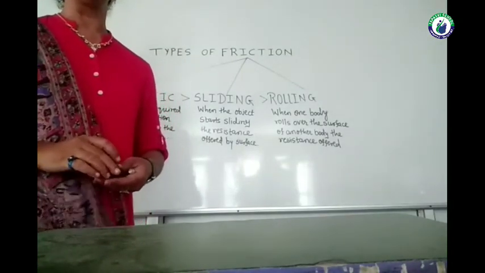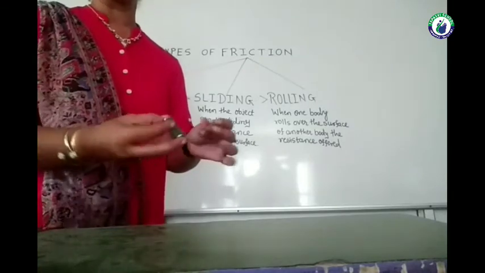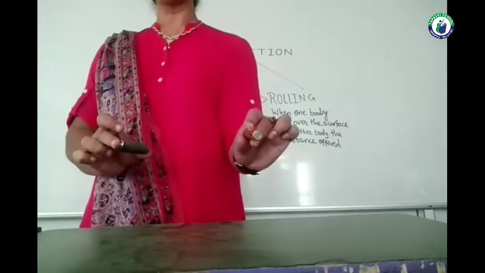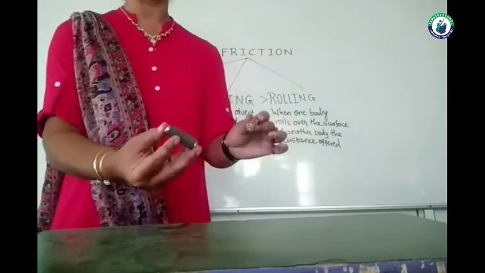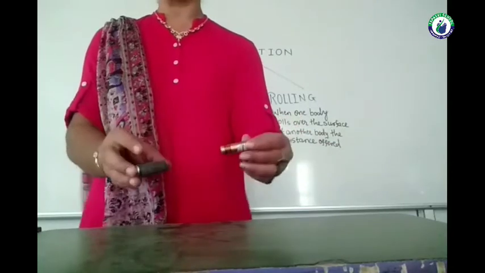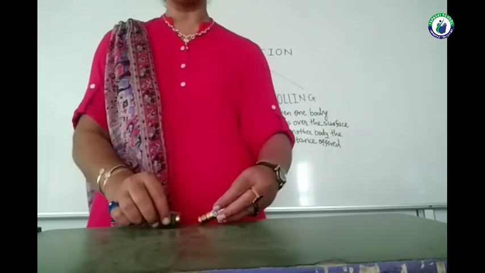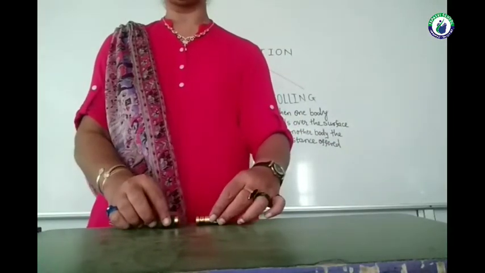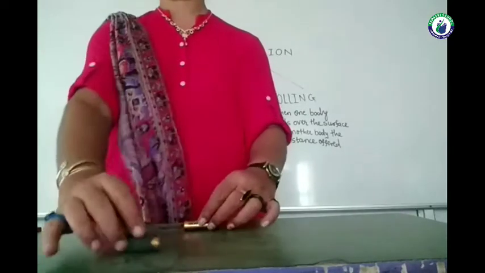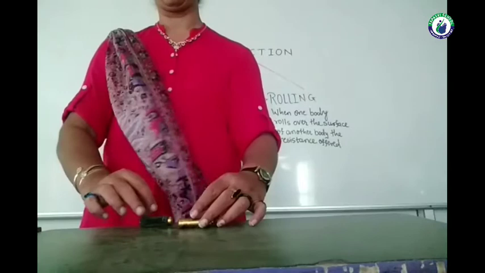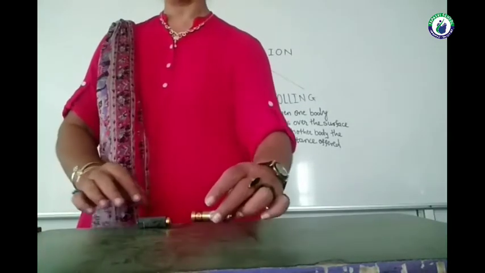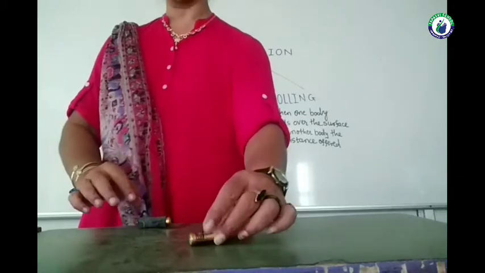Besides that, if we want to check the roughness or smoothness of the surface, I have two cells. One has a plain surface and the other has a surface coated, wrapped with sandpaper. I am trying to roll down both. You can see that this cell is rolling very easily.